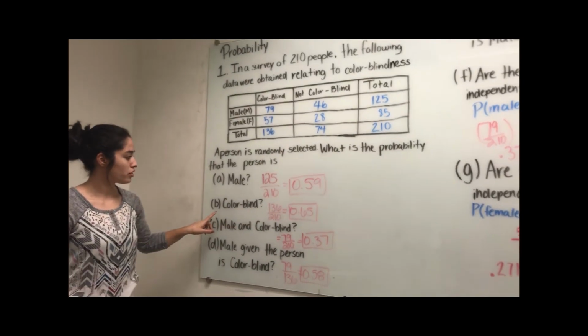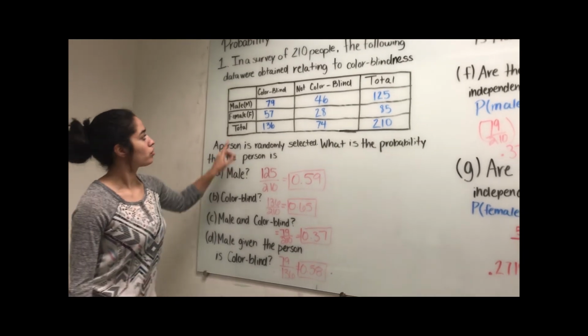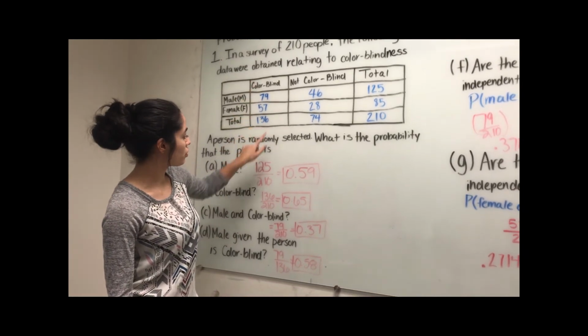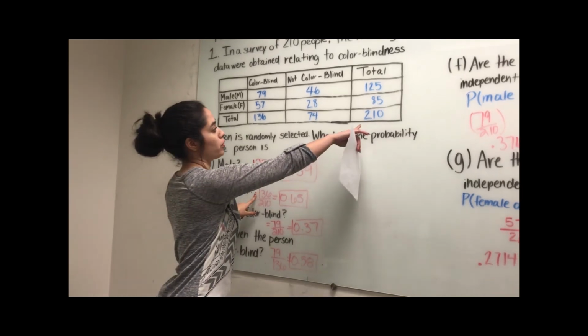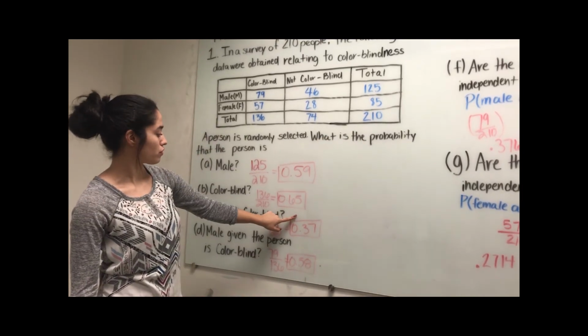The next one, B, is colorblind out of the total. So the total of colorblind is right here, 136, out of the total of people, 210. And then this is your answer for that.